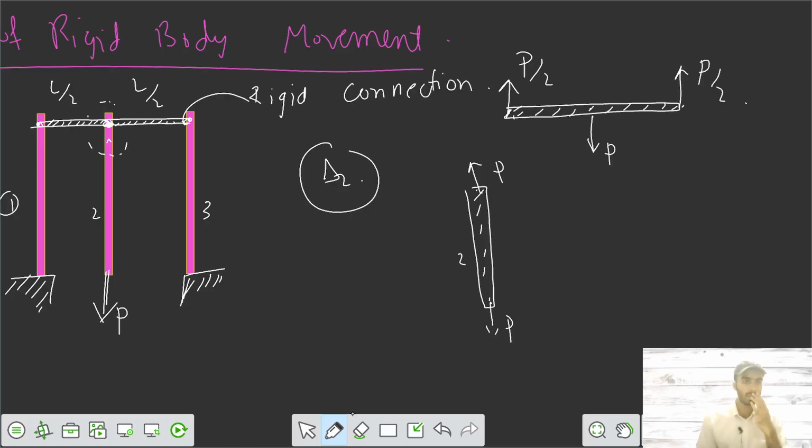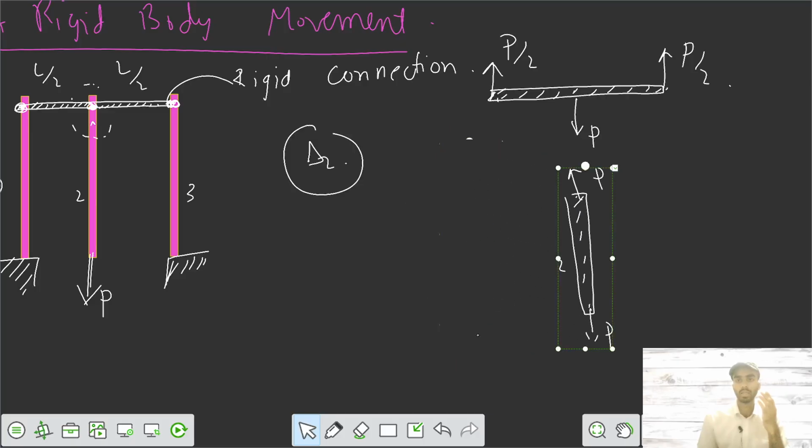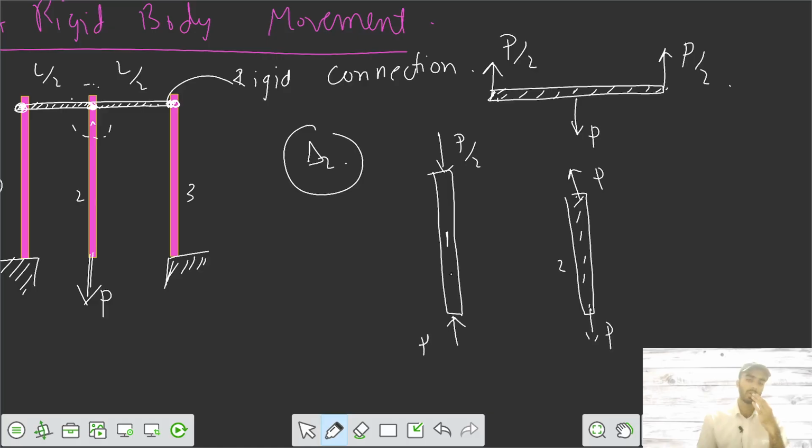If the force in this connection is P by 2 and P by 2 upwards, then in bar 1, wait a minute. In bar 1, this one is your bar 1. If the force in this section is P by 2 upwards, in this part it has to be downwards P by 2, and the support would give you a reaction of P by 2. The same thing is also valid for your bar 3.